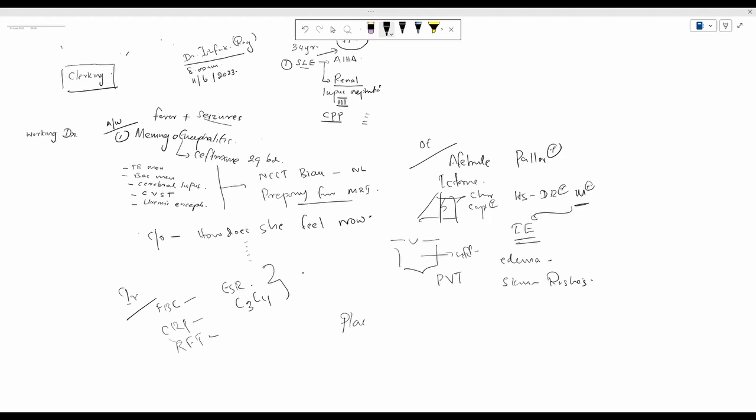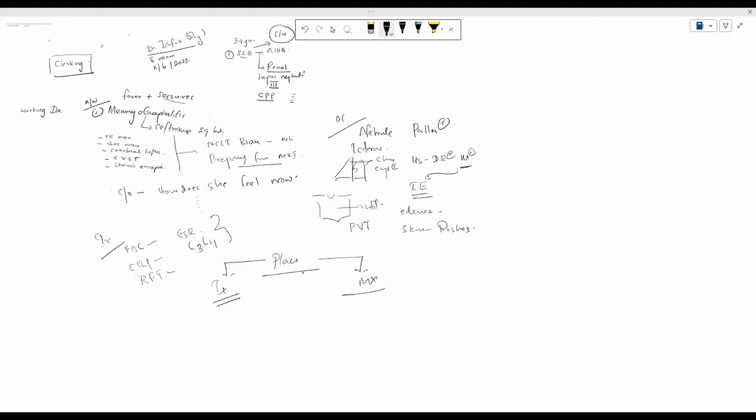Then finally you come with the plan. So the plan is always having two arms. One, what investigations you will do further, then what management you will do further. If you are adding a management, whether it is a drug, a procedure, a referral, or getting a senior opinion, you write it here.